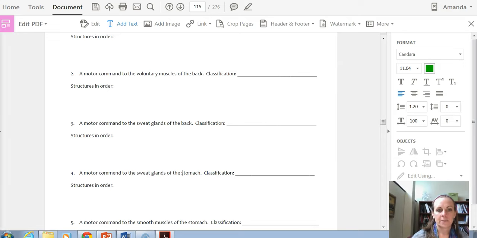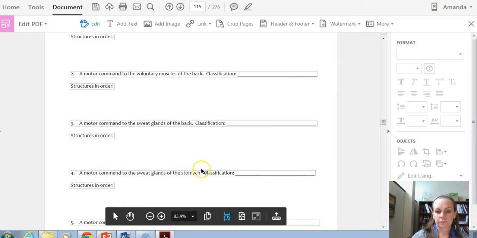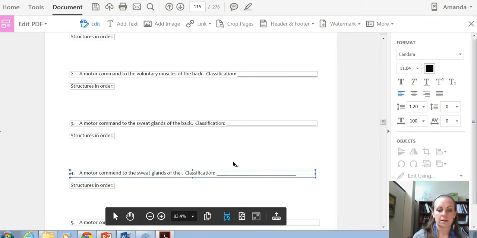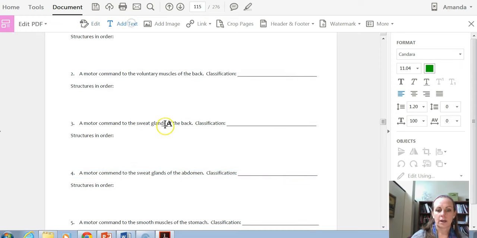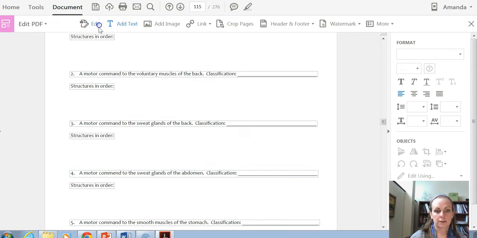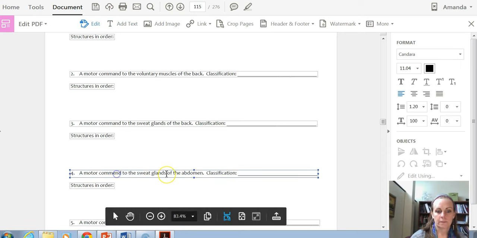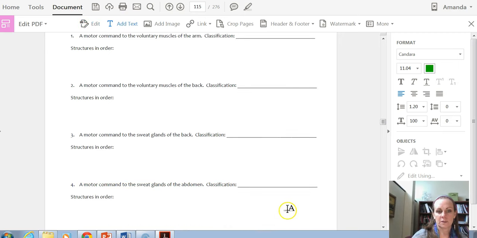And so what I'd like for you to do is scratch out stomach, okay, and say the abdomen. Okay, and so change that around. So motor command to the sweat glands of the abdomen.